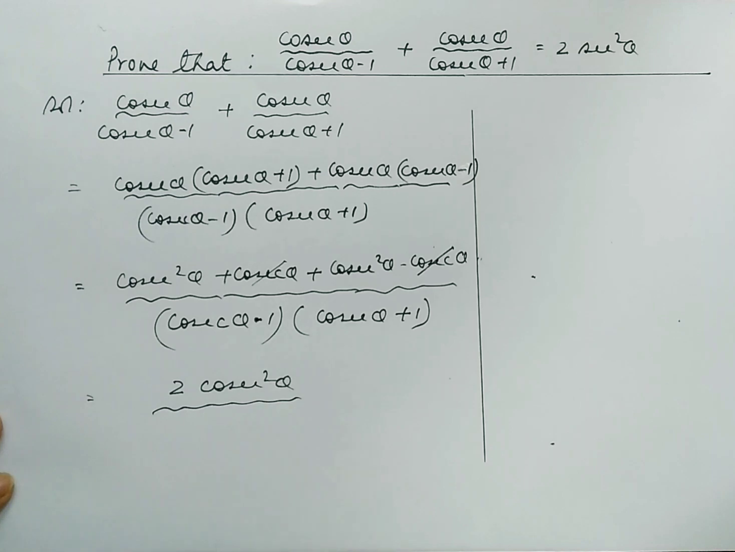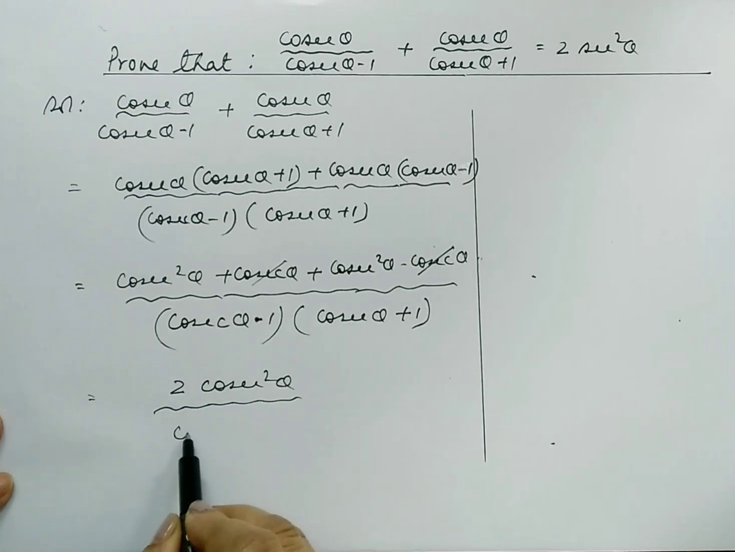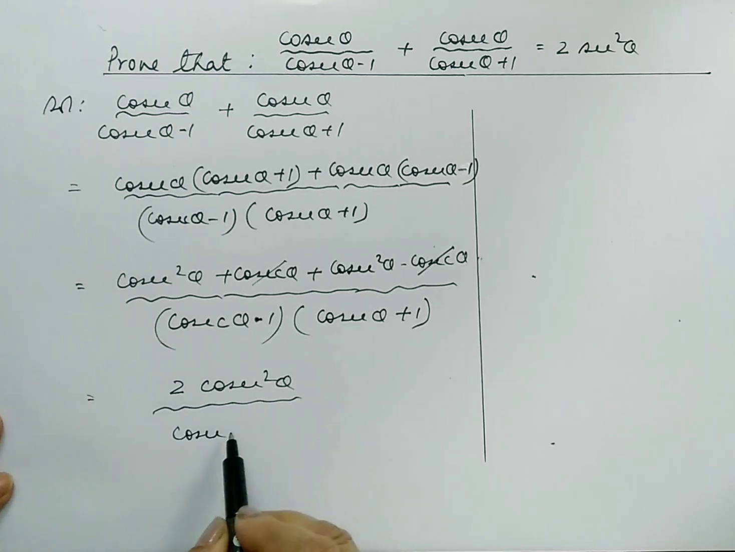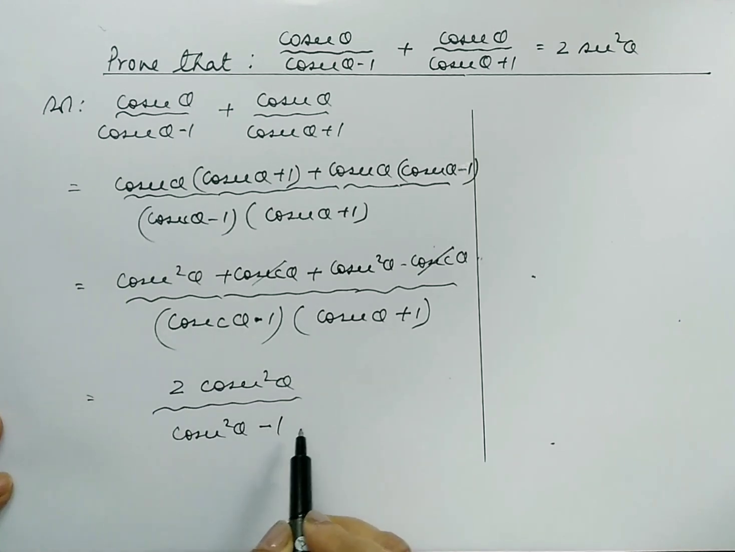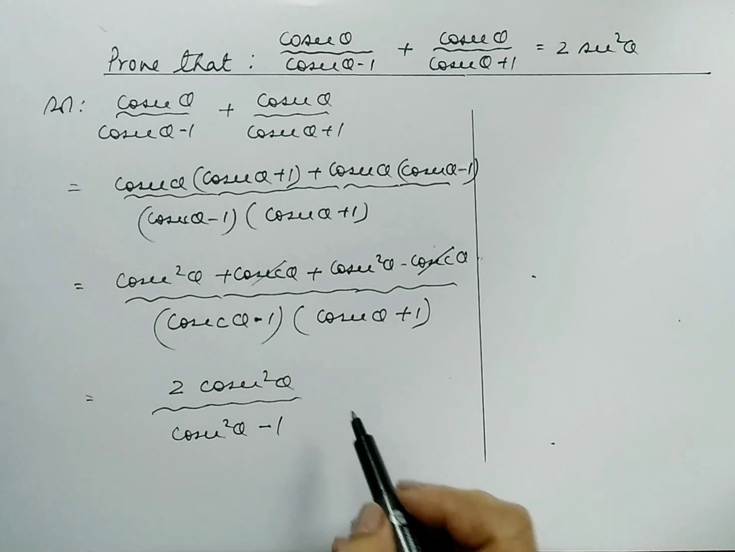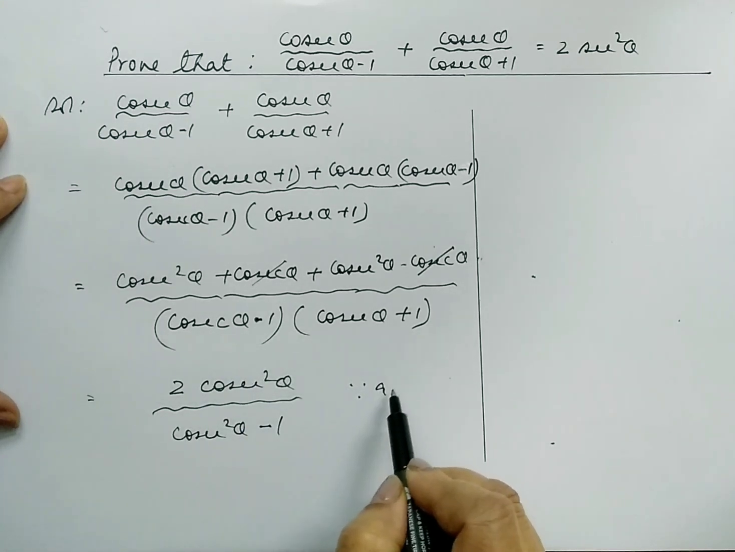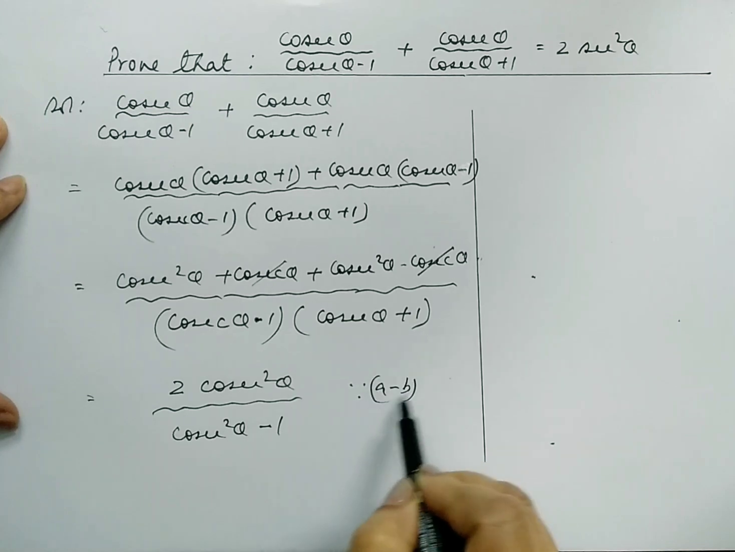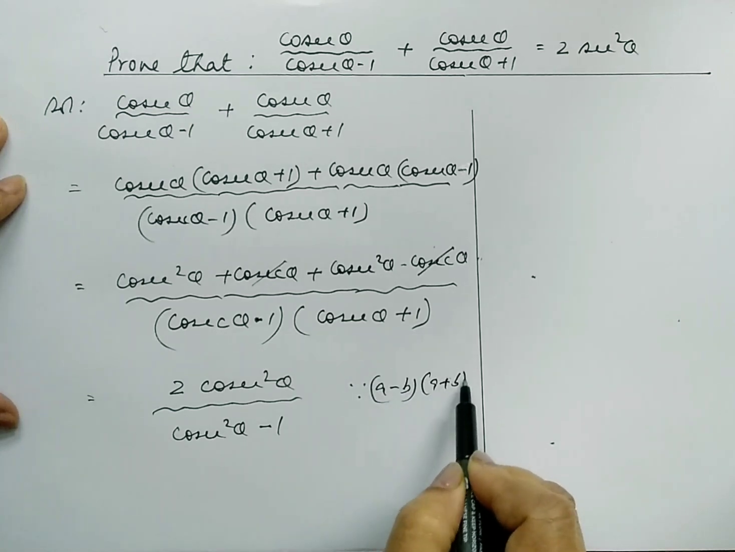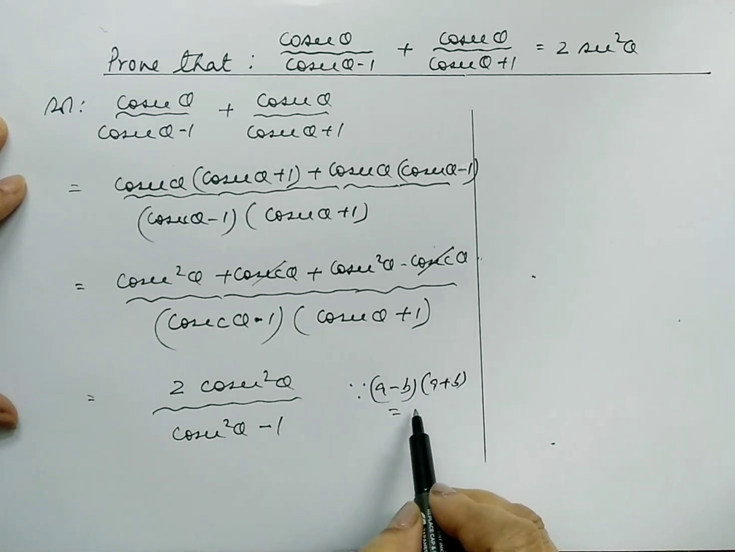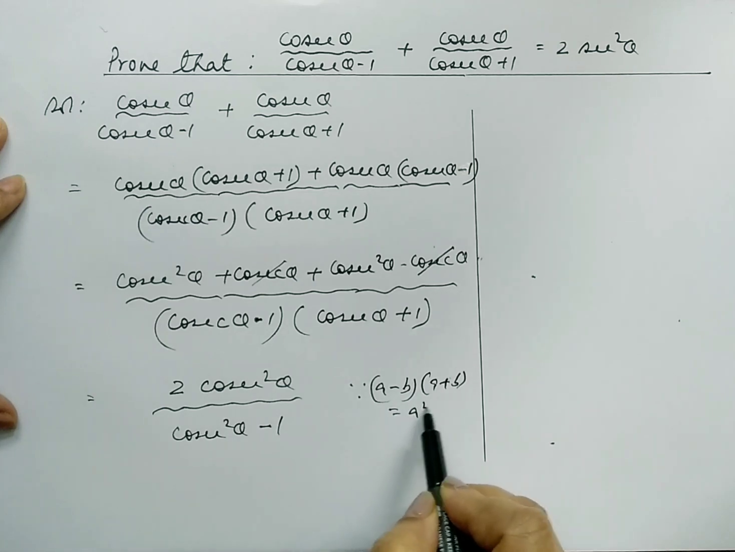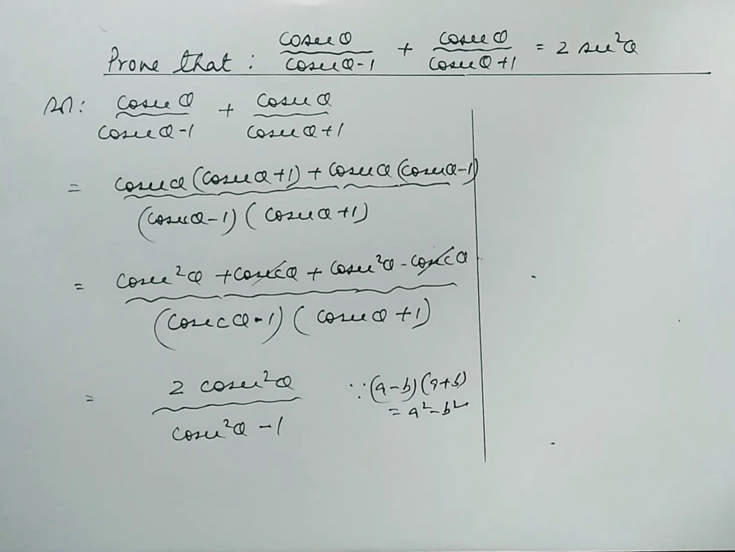So we can conveniently write cosec square theta minus 1 square, which is equal to 1. Why so? I have to give the reason. a minus b and a plus b equals a square minus b square. Okay guys?